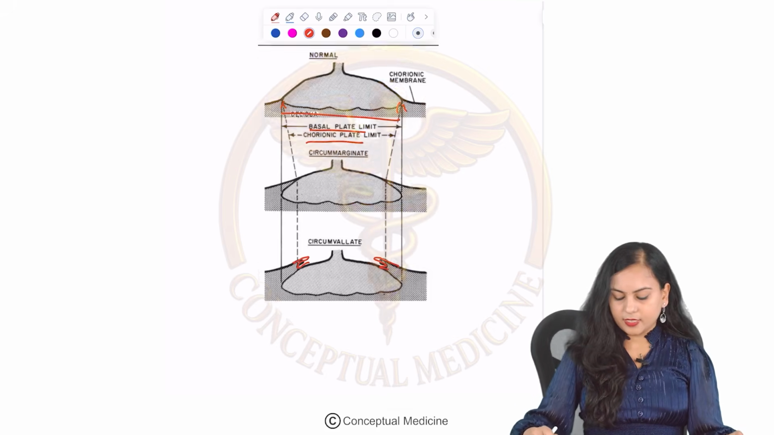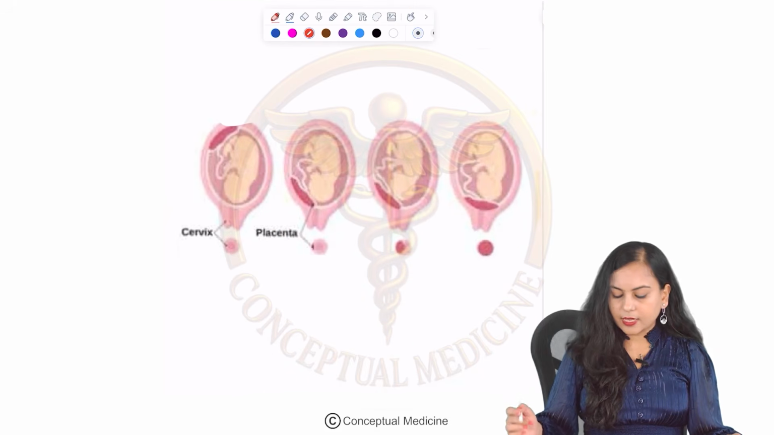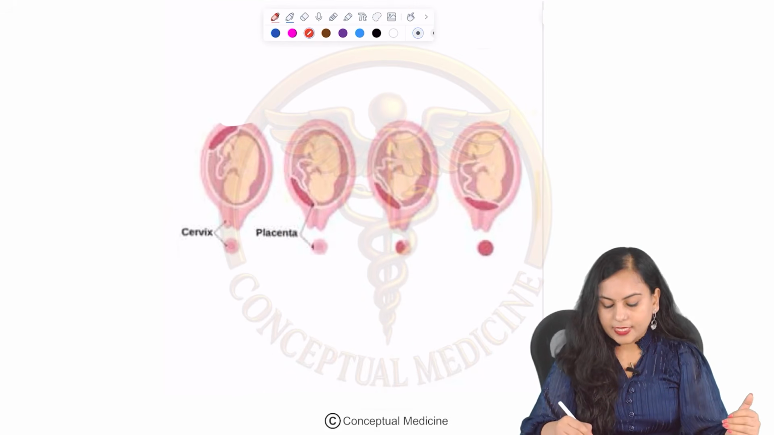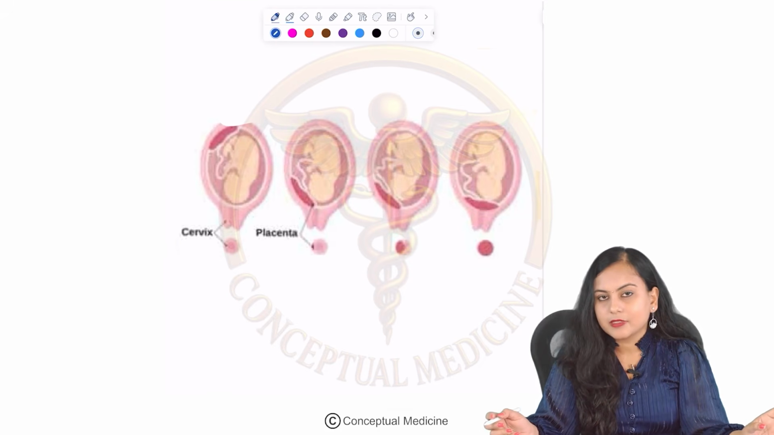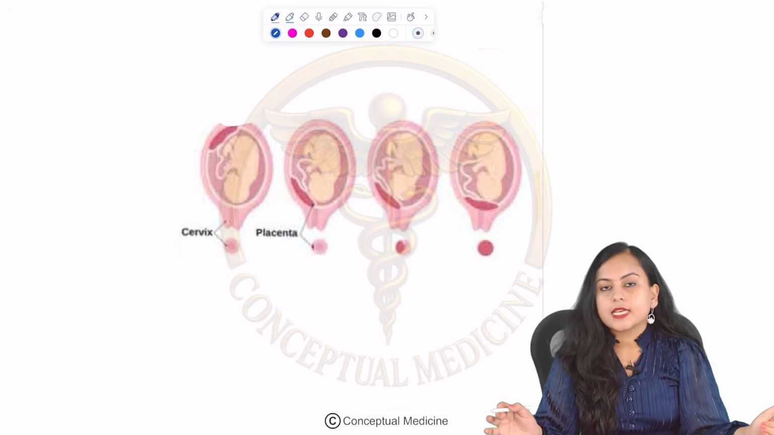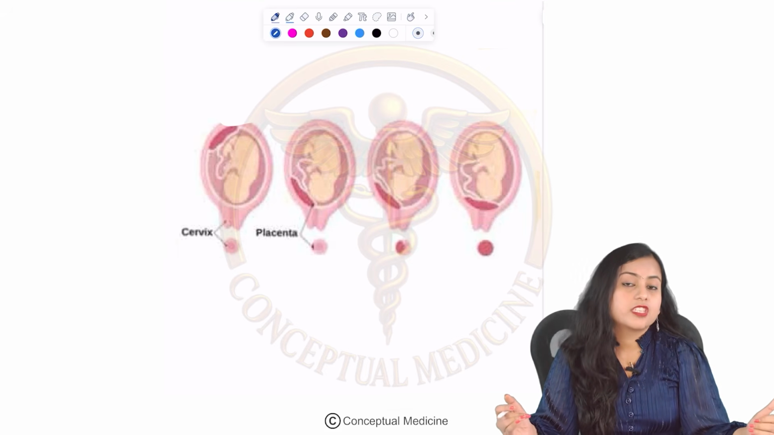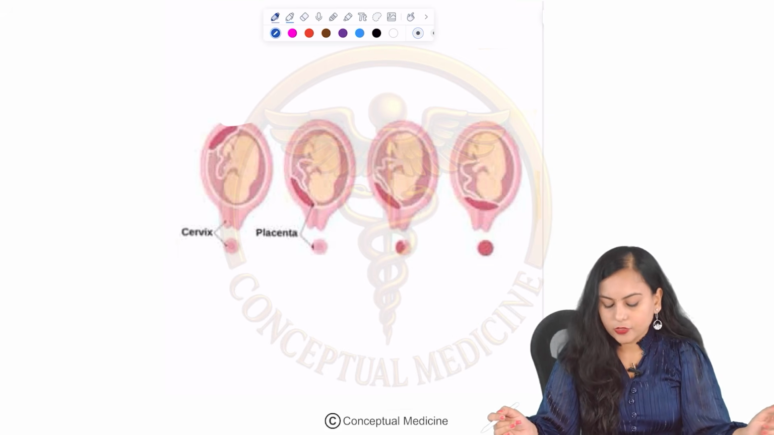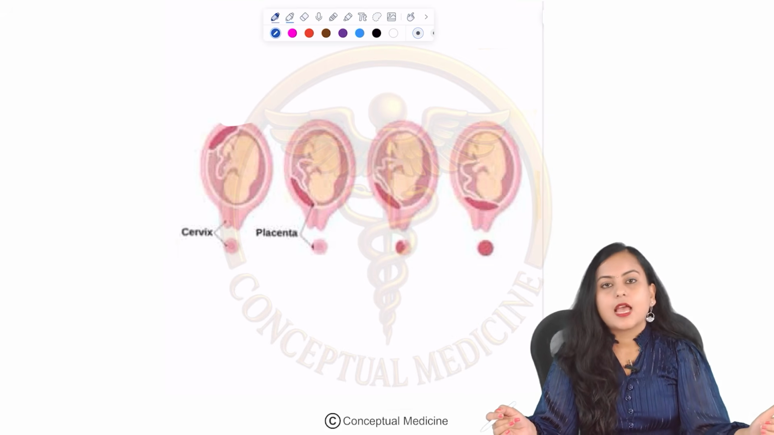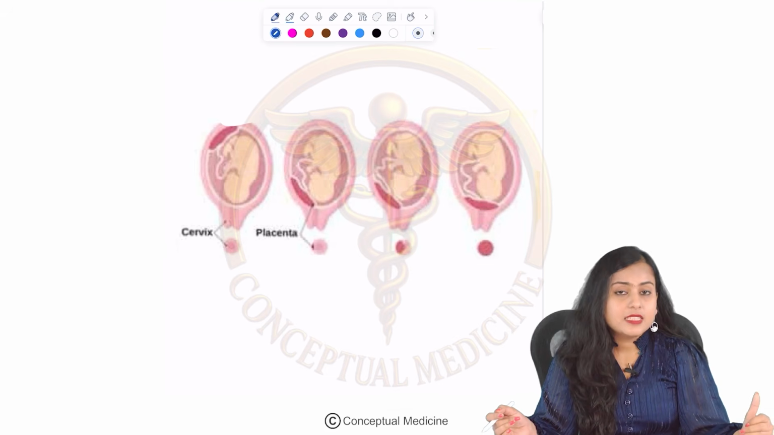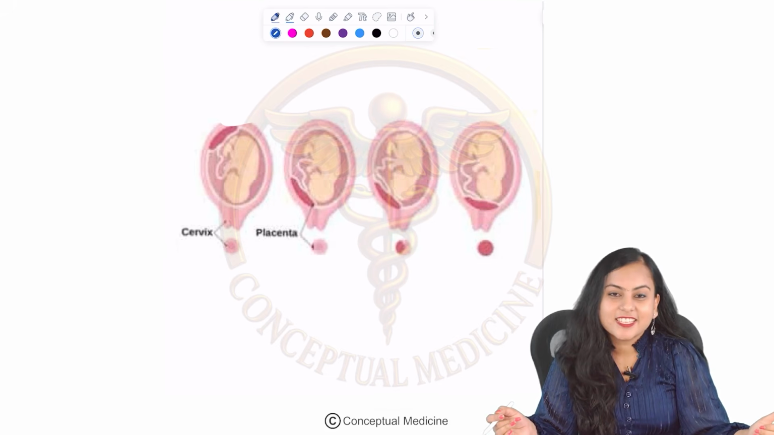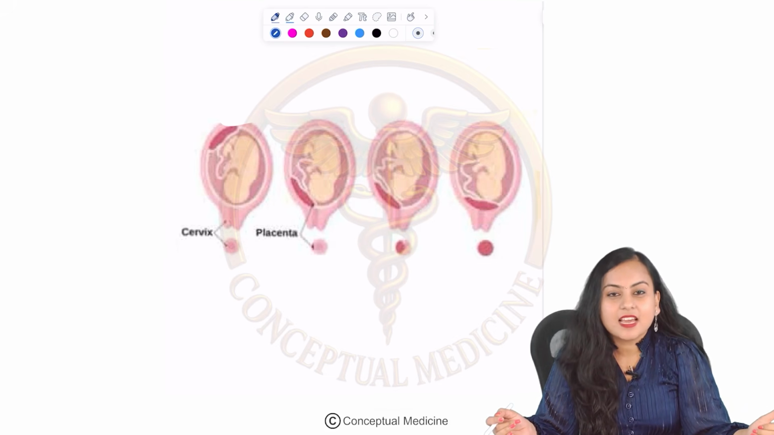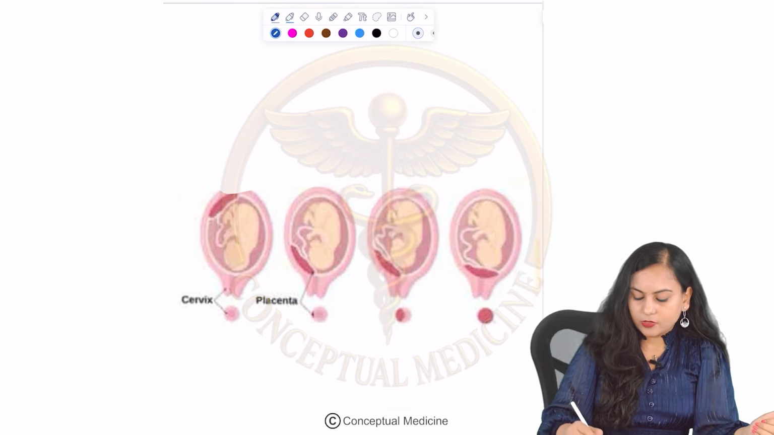Clear? Right. Now, coming to the location of placenta, that is the site of placental attachment. Normally, most of the time the placenta is attached in the upper posterior segment of the uterus. Clear? So that is the normal attachment. But a placenta attached in the lower segment of the uterus is called placenta previa, right? So this is placenta previa.